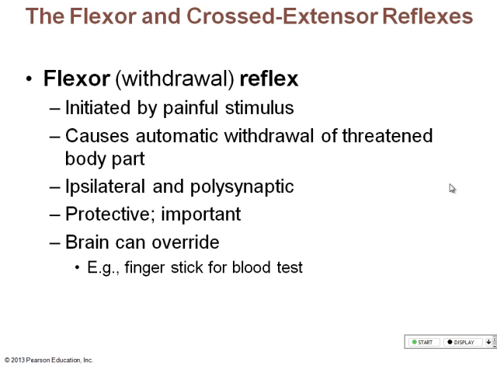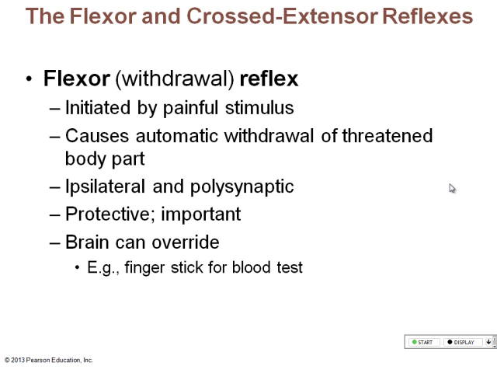So if I grab your arm, one of the things you're going to do besides try to pull away from me is raise your other arm. Yes? How come? Because of the ipsilateral and polysynaptic messages that are being sent to the opposite side of your body. So it's protective, it's important, and the brain can actually override it if we think really hard. And if you've ever gone to the doctor and had a finger stick as an adult, what do you have to concentrate on? Not pulling your hand away.